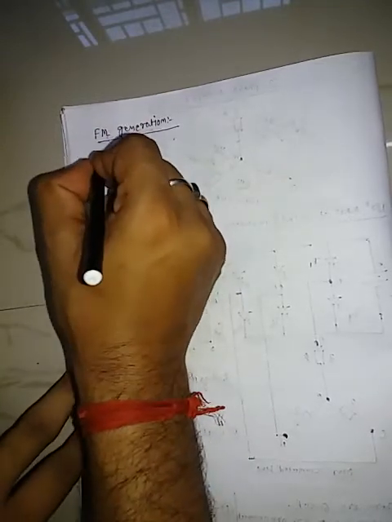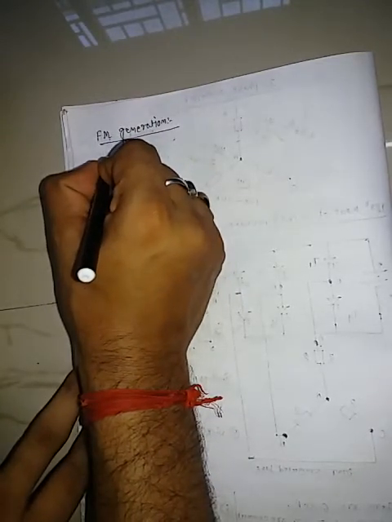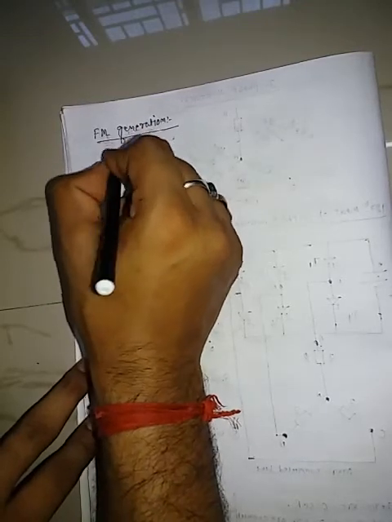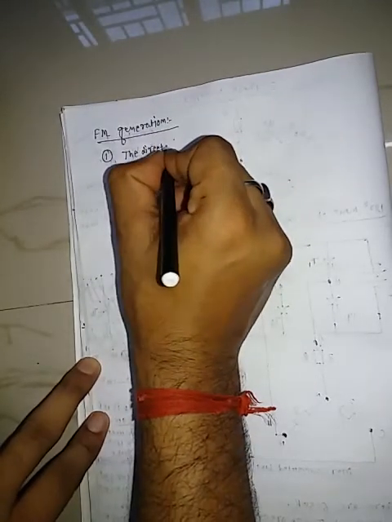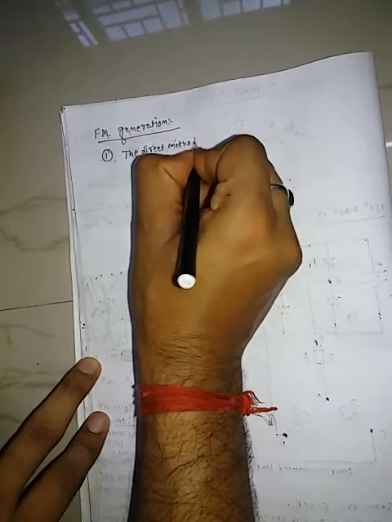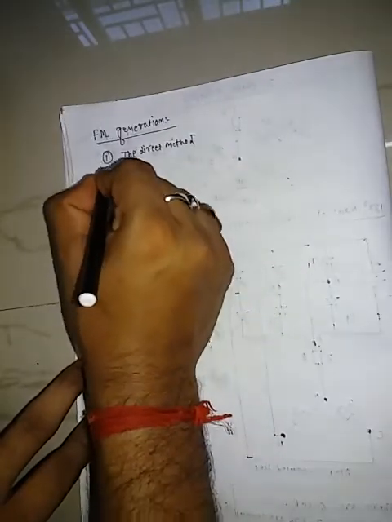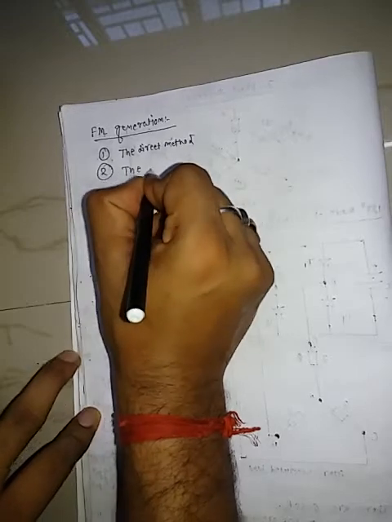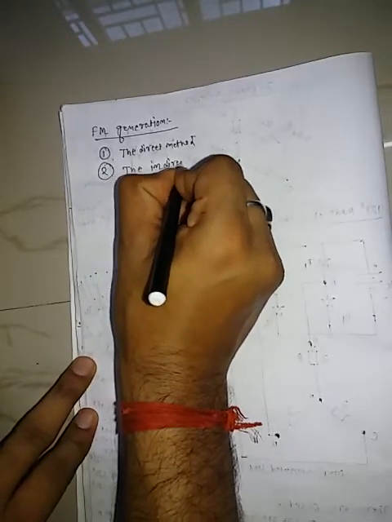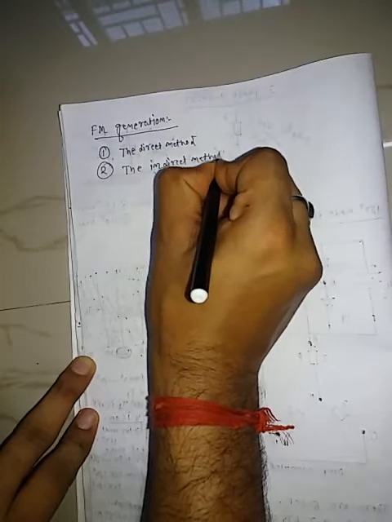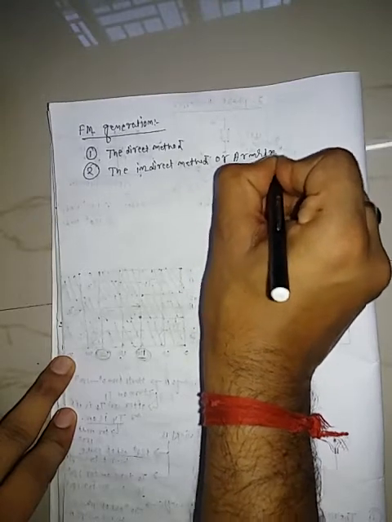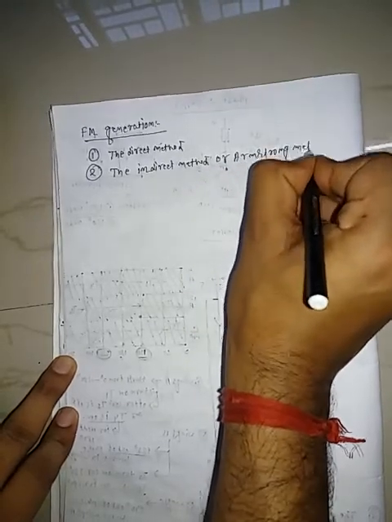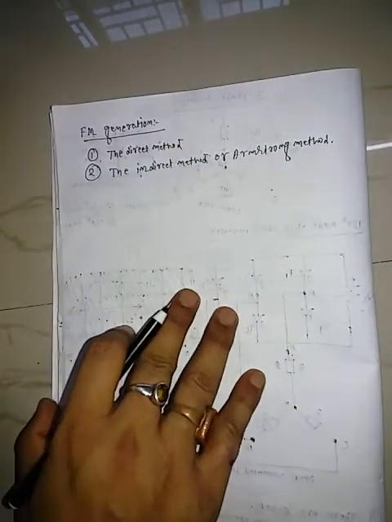I already said that there are two methods of FM generation. First is the direct method, or parameter variation method, and second is the indirect method, or Armstrong method. There are two types of method of FM generation.